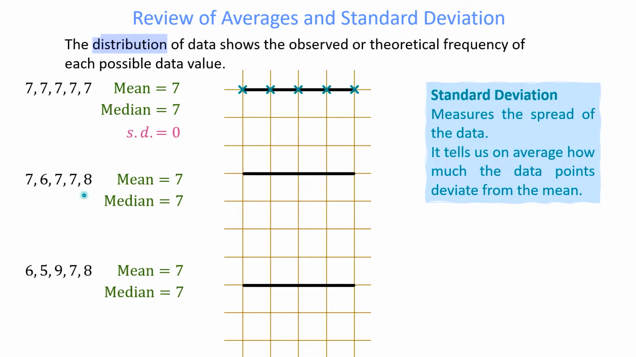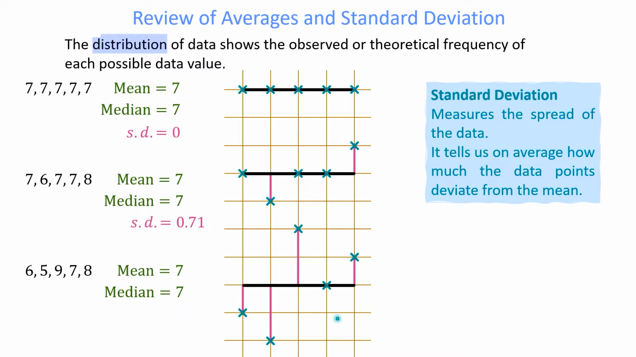Looking at this second data set, we can see there's some spread of data. These 2 points deviate by 1 unit from the mean. So the standard deviation is 0.71. This means on average, these data points deviate by 0.71 units from the mean.